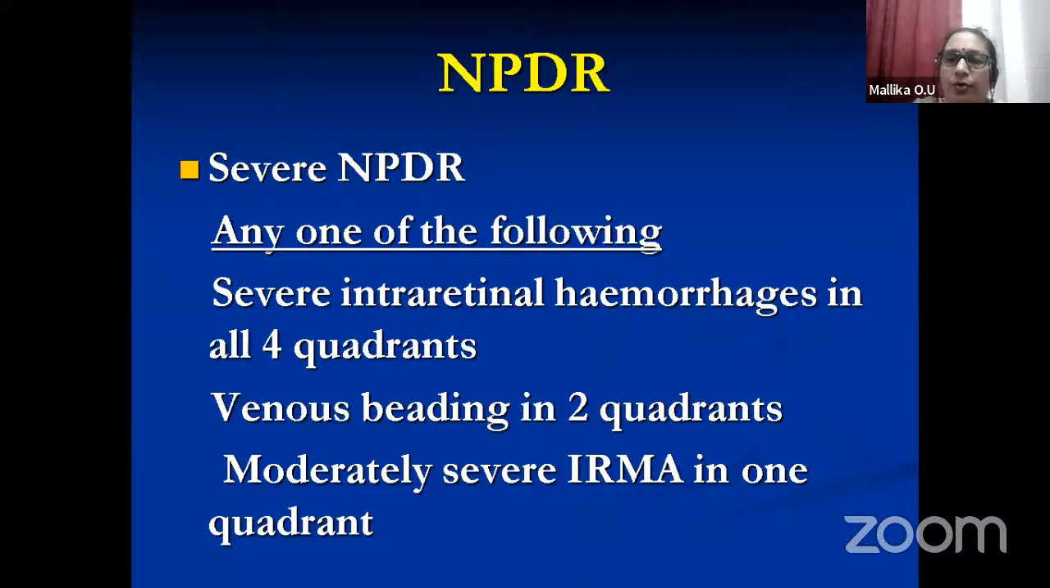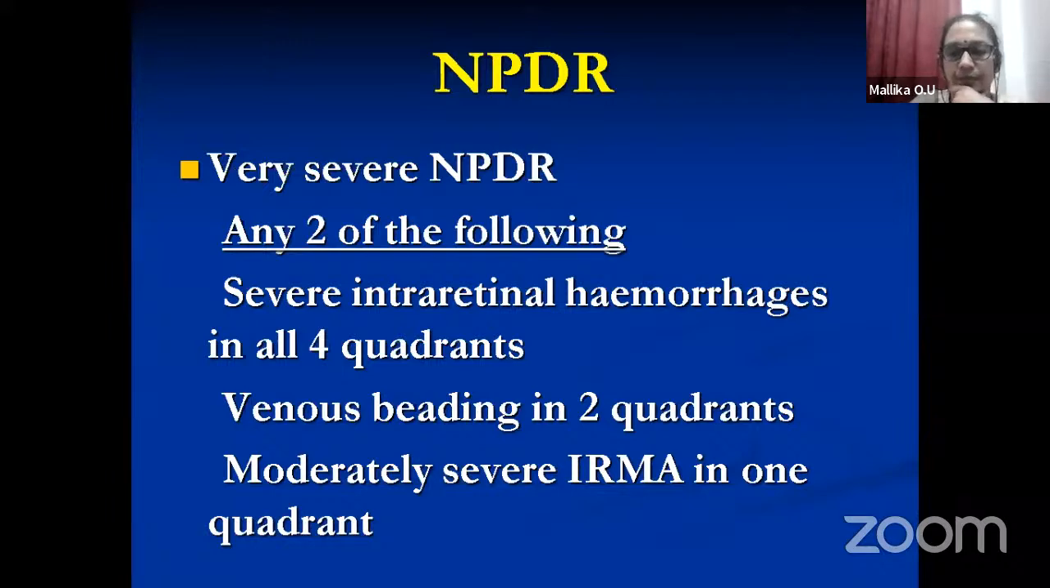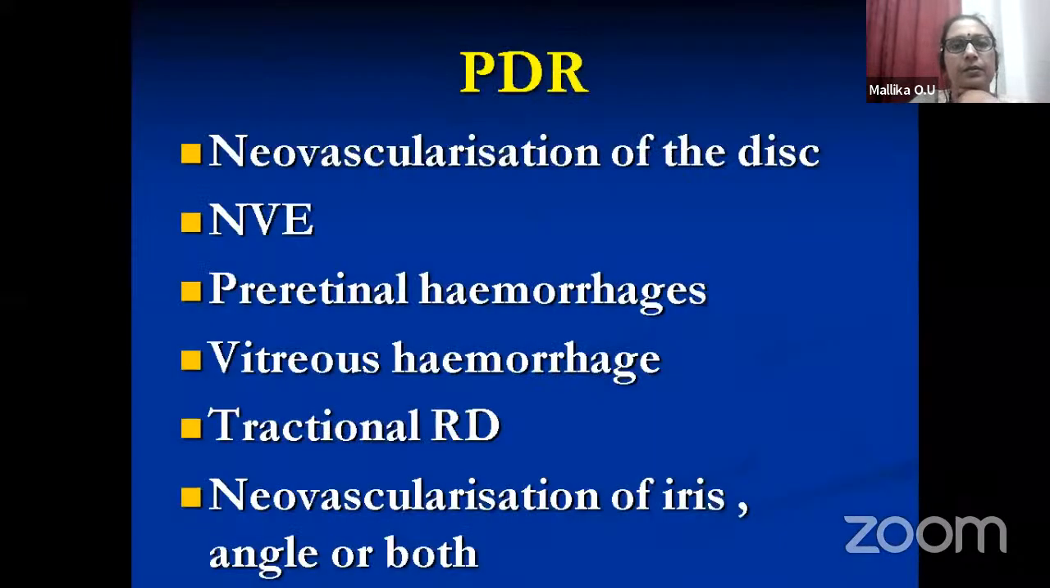If any of this 4-2-1 is present, that is severe intraretinal hemorrhages only, or venous beading in 2 quadrants only, or an intraretinal microvascular abnormality in 1 quadrant, we can call it a severe non-proliferative diabetic retinopathy. If any 2 of this 4-2-1 are present, then it is a very severe non-proliferative diabetic retinopathy. Okay. The next is the proliferative diabetic retinopathy.